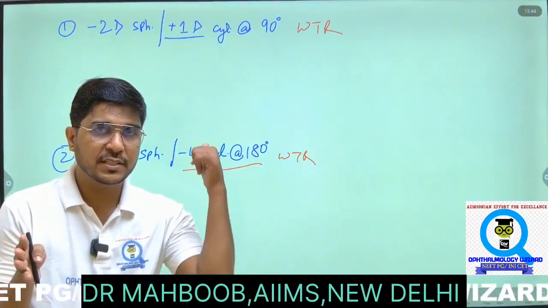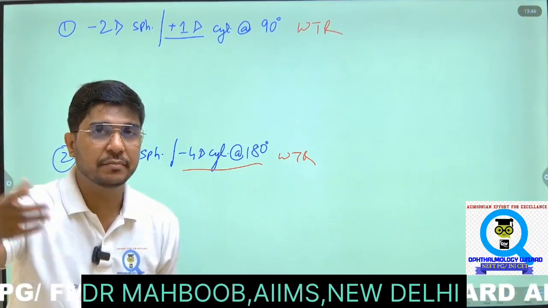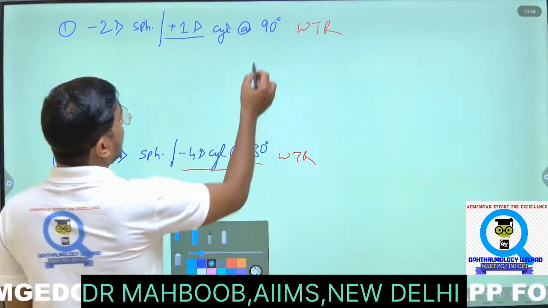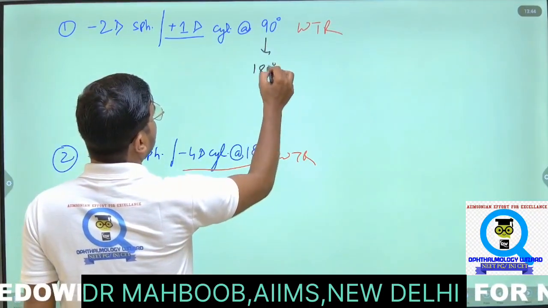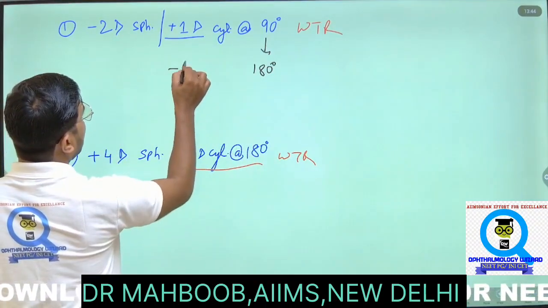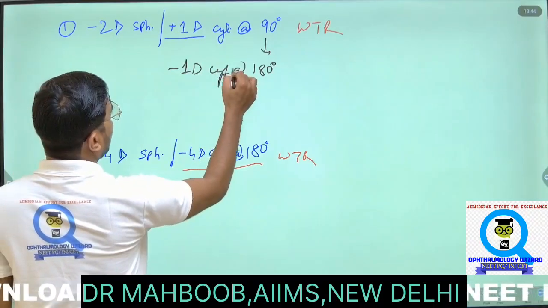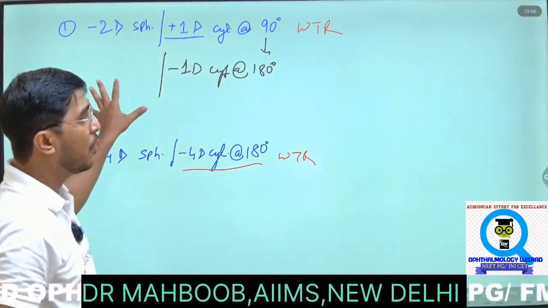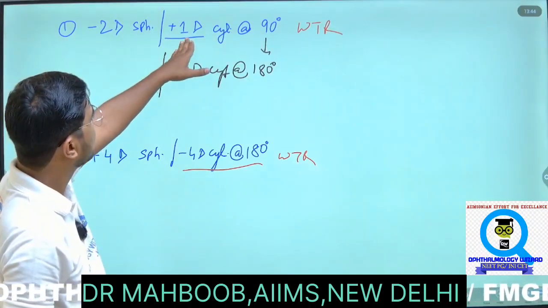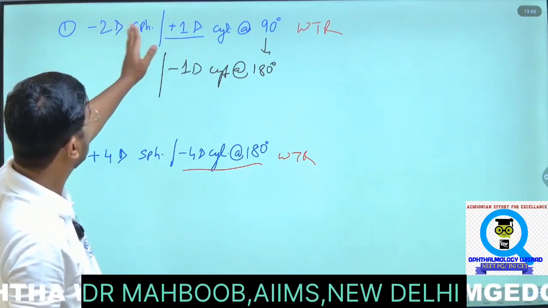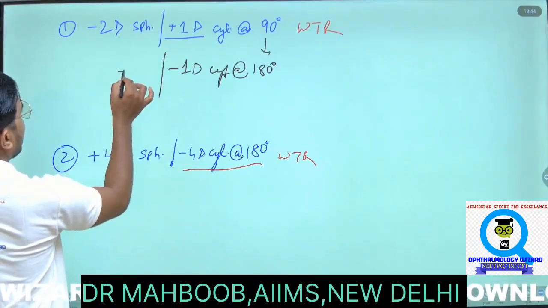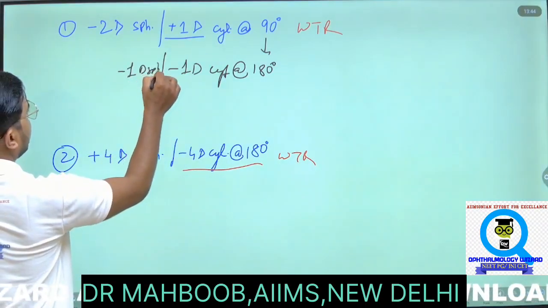The second step for this is transposition. How to do transposition? Very simple. For this 90, you write 180 here. For this, change the sign. You write 1 cylindrical at 180 degrees. For this spherical power, what will you write? Minus 2 plus 1. Add this. Minus 2 plus 1 is minus 1 diopter spherical.